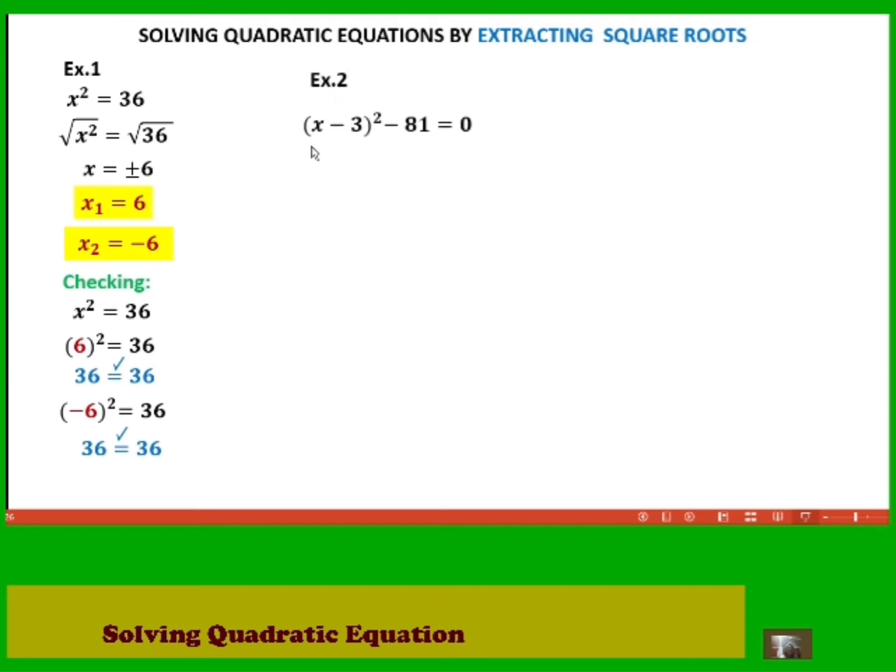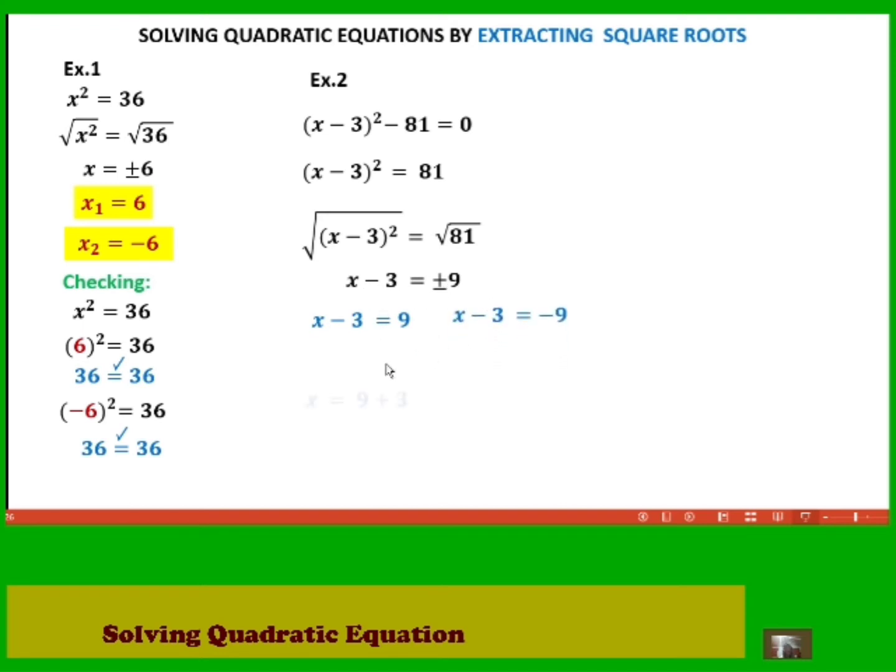Another example, quantity x minus 3 squared minus 81 equals 0. Transfer negative 81 to the right, it becomes positive, and extract the square root on both sides of the equation. Square root of x minus 3 squared is x minus 3, and square root of 81 is positive or negative 9. So we have two equations. x minus 3 equals positive 9 and x minus 3 equals negative 9.